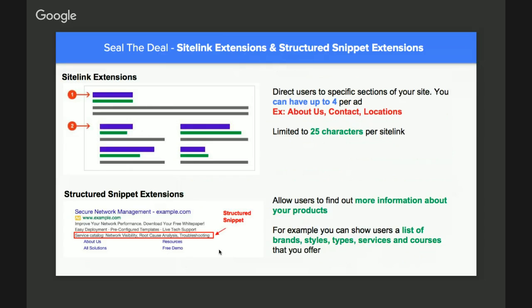Now, the next thing is structured snippet extensions. This allows you to put more information about your products. So for example, you can show users a list of brands, styles, types, services, and courses that you offer. So if you offer a bunch of different services, you might want to do a structured snippet extension to tell them all the services you offer, or maybe all the brands that you offer, or all the styles of shoes that you offer. You can always find a way to use this, and I would highly recommend doing so.